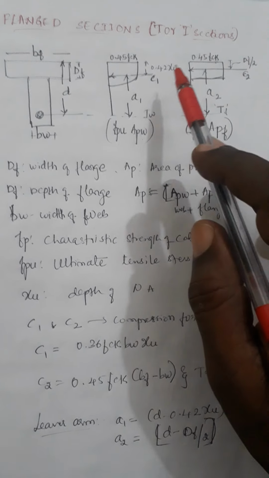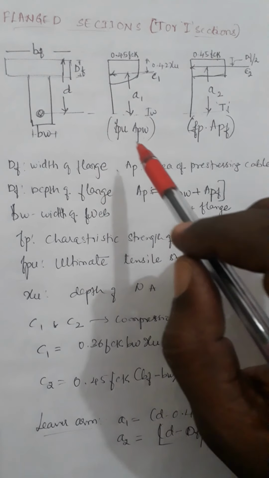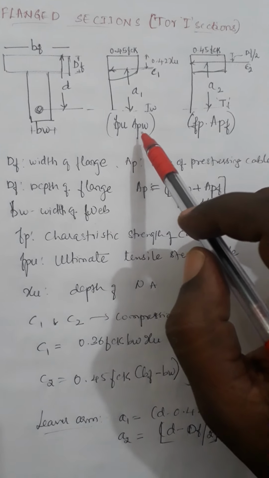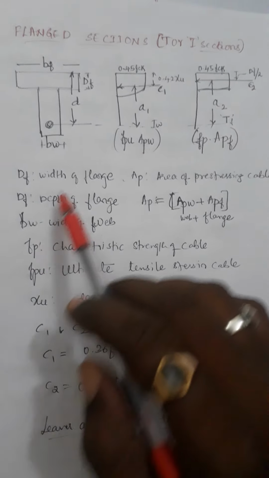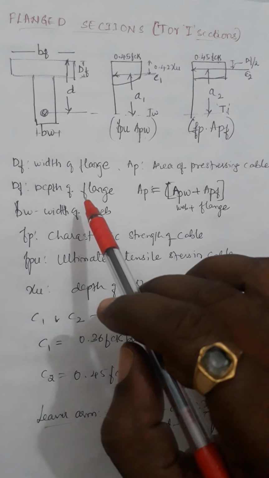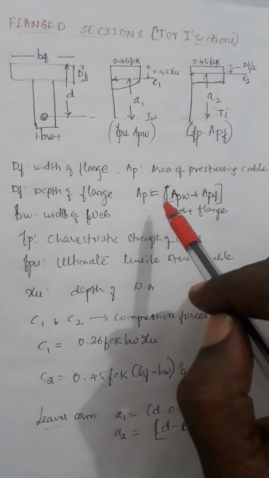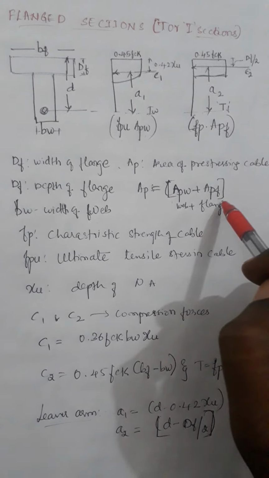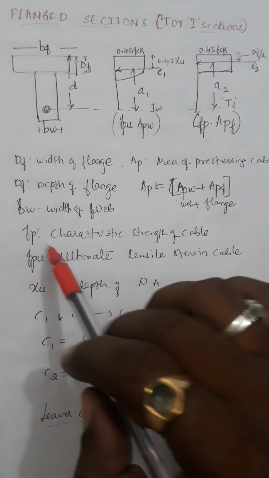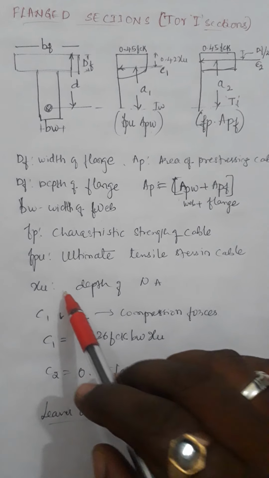So when you go for flange sections, T sections, R sections or I sections, where the neutral axis lies at the web, then you have to find the area of pre-stressing web plus the area of pre-stressing at the flange, that is fpu Apw, then fp Apf. Here bf is the width of the flange, Ap is the area of pre-stressing cable, Df is the depth of the flange, and Ap is the area of pre-stressing web plus area of pre-stressing flange. bw is the width of the web. fp is the characteristic strength of the cable, equal to the ultimate tensile stress in the cable, and xu is the depth of the neutral axis.